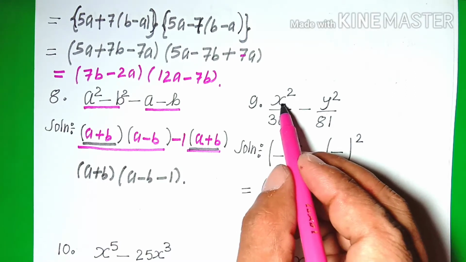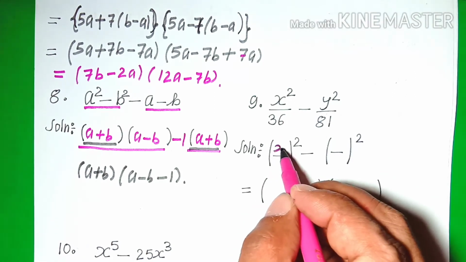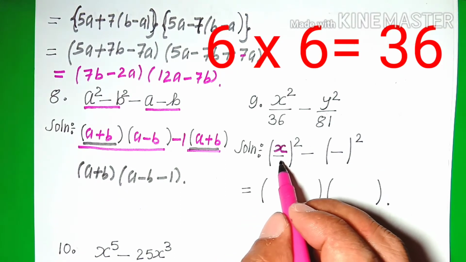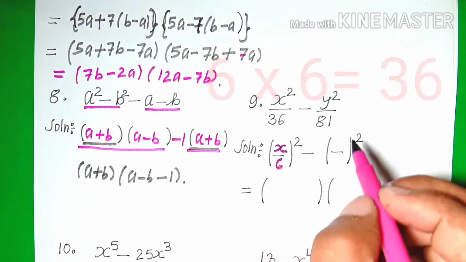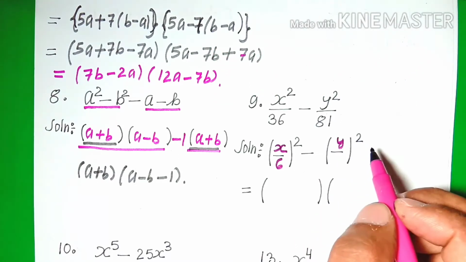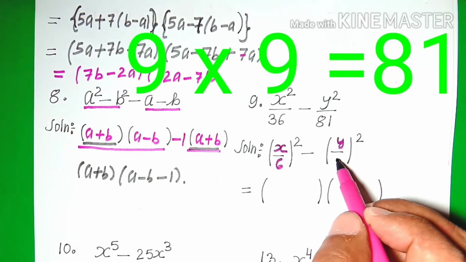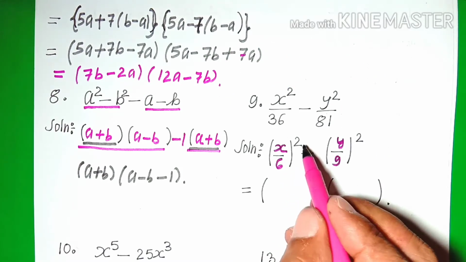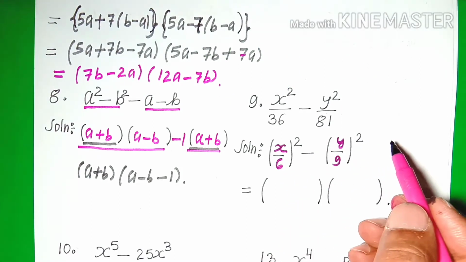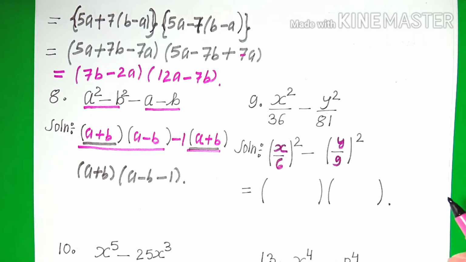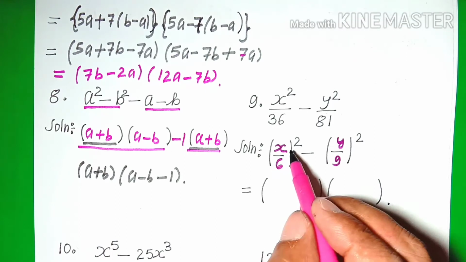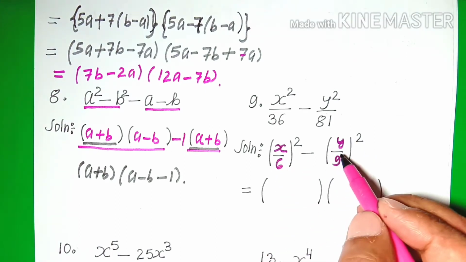We can see here x square, that can be simply taken as x. 36 is a perfect square of 6. And here y square can be taken as y. After that, 81 is also a perfect square of 9. And we know that a square minus b square can be written as a plus b into a minus b. So here this can be taken as the a value and this can be taken as the b value.